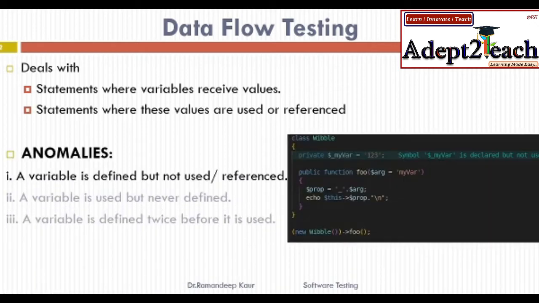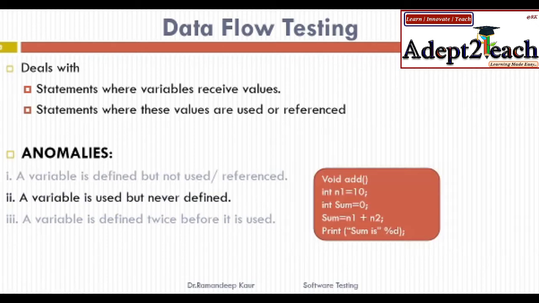So there are three anomalies for data flow testing. First anomaly is that a variable is defined but not used or referenced. So you can see in this particular example, I have defined a variable, that is my variable is equal to 123, but I am not using the value of this variable anywhere. So this is the first type of anomaly under data flow testing.